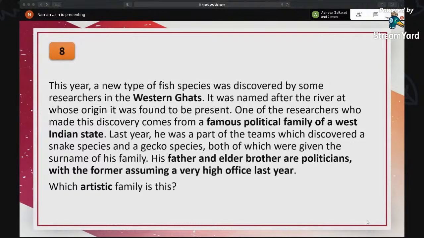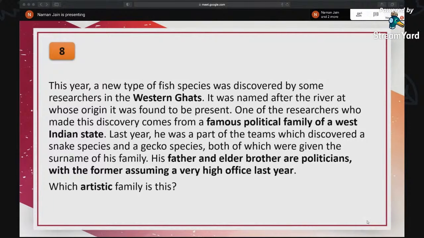This person's grandfather or his uncle. So very famous family. People living in East India may also know of this because the person rose to a very high office last year. So nothing specific to the west part of India. Very prominent family. They are also prominent at the national level, if you think of that. So I need the name of the family, and if you can name the researcher also, that's good.